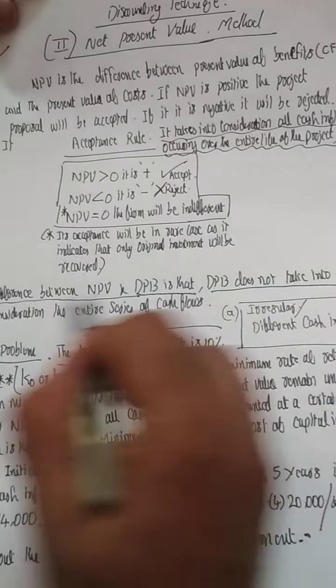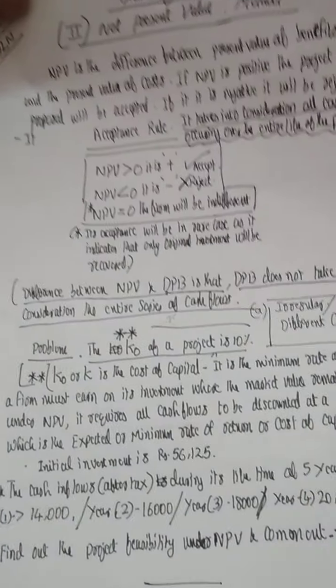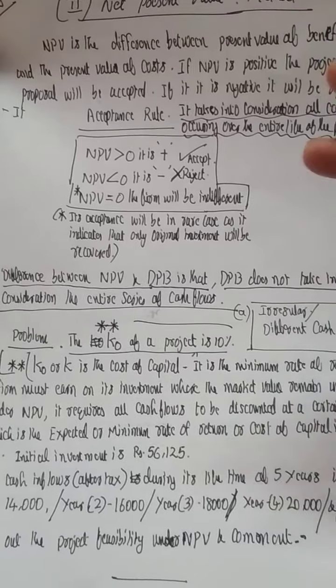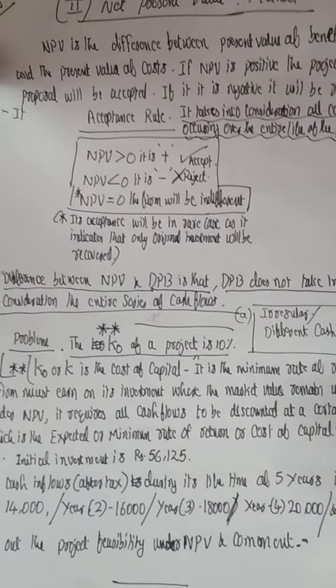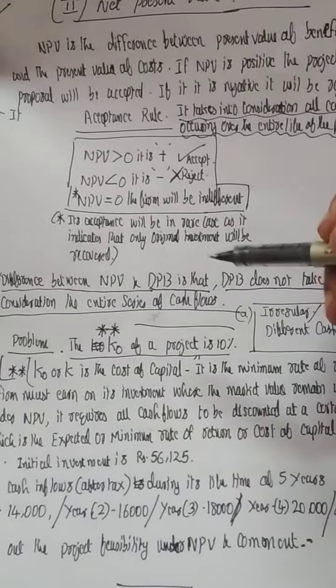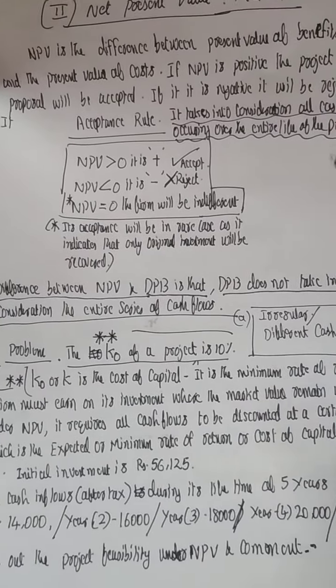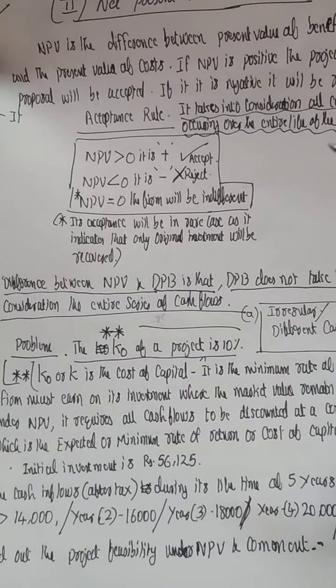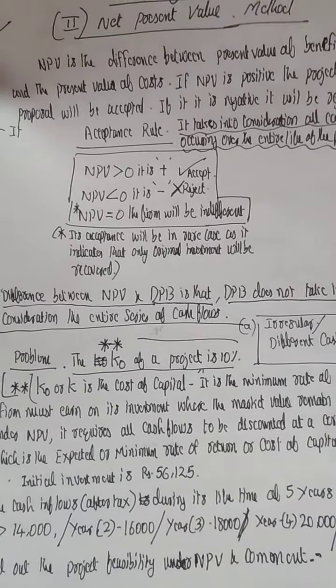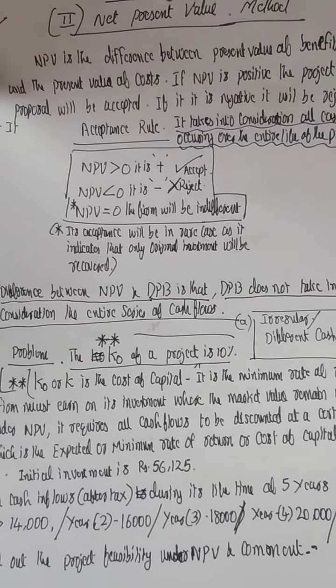Discounted payback method does not take into consideration the entire series of cash flow. It will specify 5 or 6 years, or 4 years, and in 4 years only that cash flow will be given in the discounted payback method. But here it will be clearly mentioned that the entire cash flow, the entire life span of the project, is taken into consideration under the NPV.